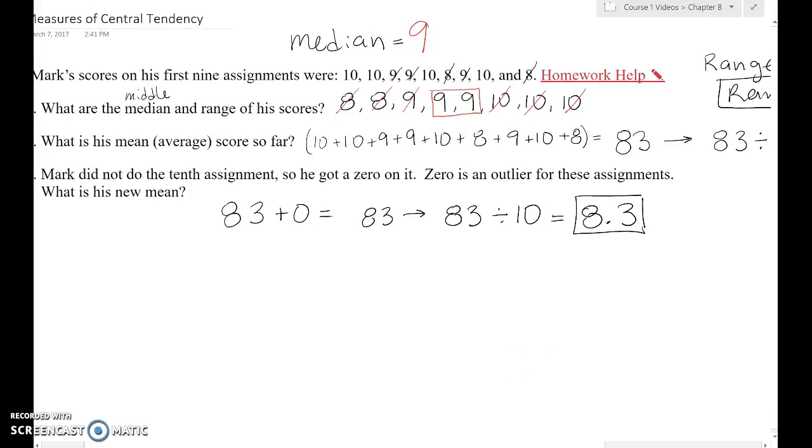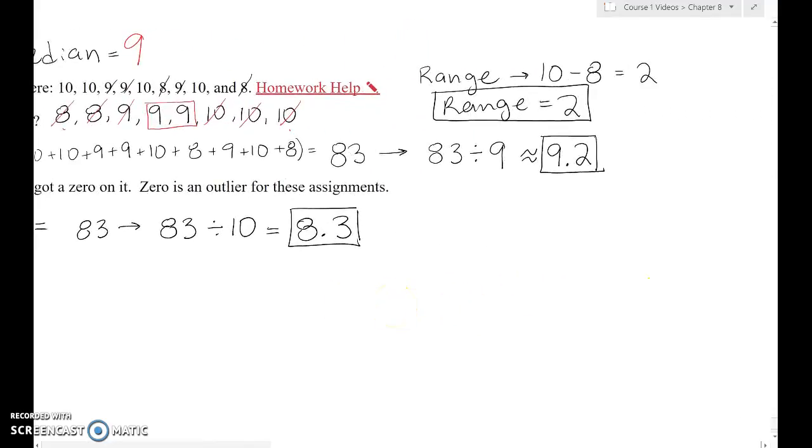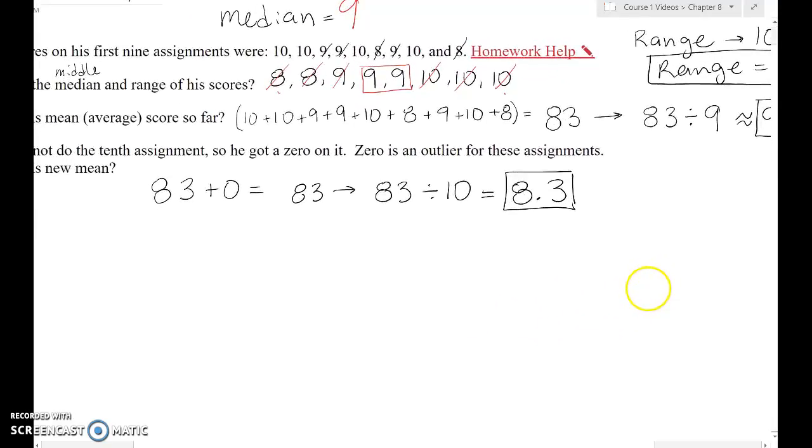Range talks about from the lowest to the highest. How many points difference was that? I guess is a good way to say that. So it's a subtraction. I'm looking for the difference. Highest score was a 10, lowest was an 8. His range is 2. He has a range of 2. So a very narrow range. He's very consistent on his work.